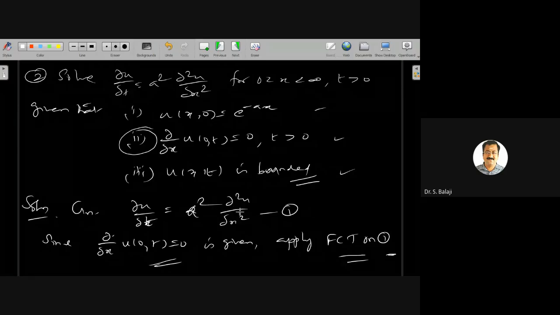Equation 1. Since dou by dou x of u of 0 comma t equal to 0 is given, apply Fourier cosine transform on equation number 1.